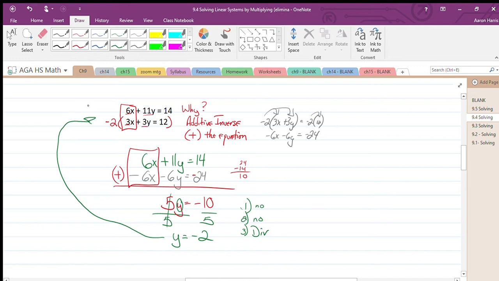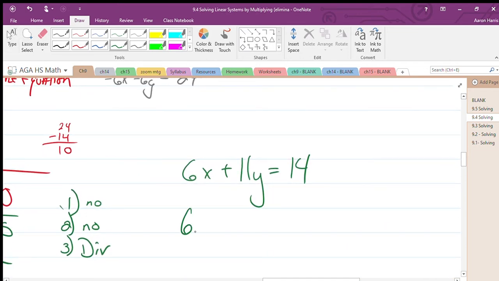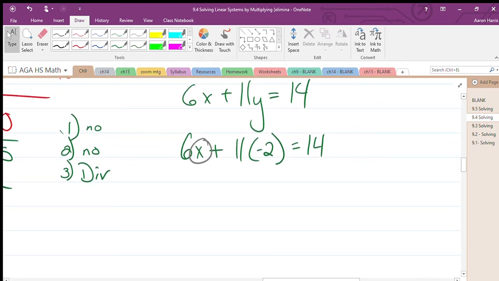Now that I know that y is equal to negative 2, I can substitute back into either equation. Let's do the top one. So 6x plus 11y equals 14. I know that y is negative 2. So 6x plus 11 times, instead of a y, I put negative 2 equals 14. What are we solving for? X.